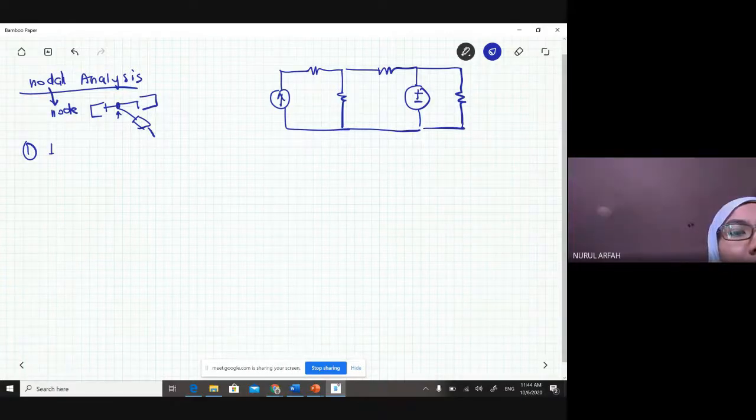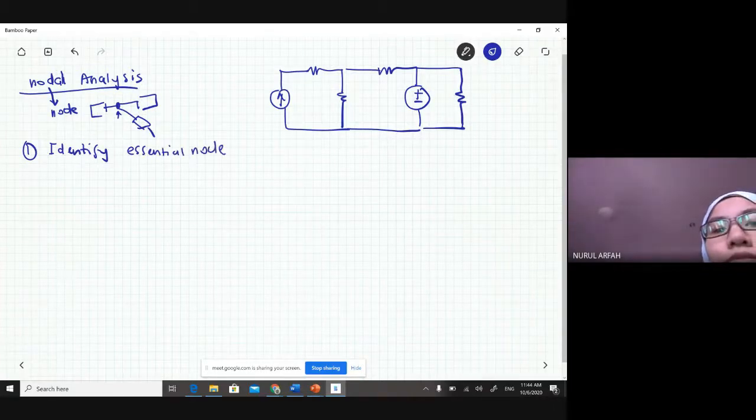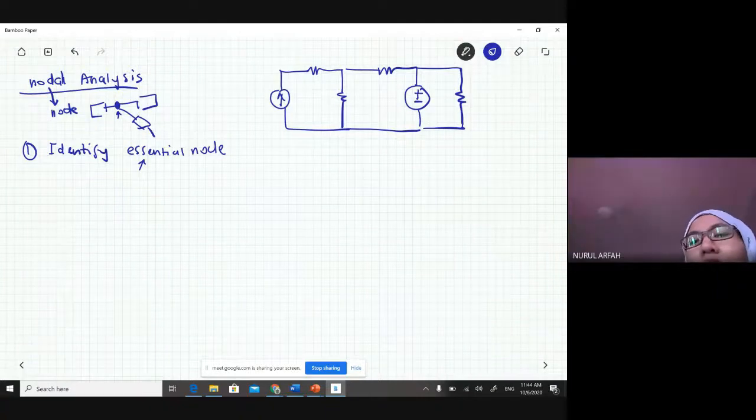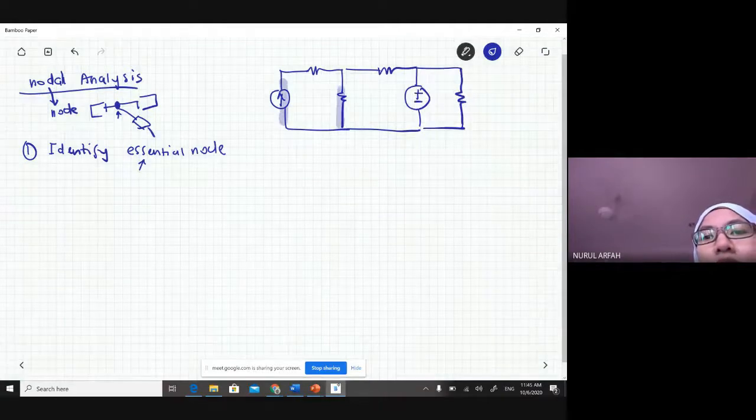Okay, first you need to identify what? Identify the essential nodes. What is an essential node? An essential node is when you have three or more branches connected at a single point like this. Can you figure out where is the node with the most branches? The bottom part. We have 4, right, connected to this. Yes, 1, 2, 3, 4 connected at a single point here.